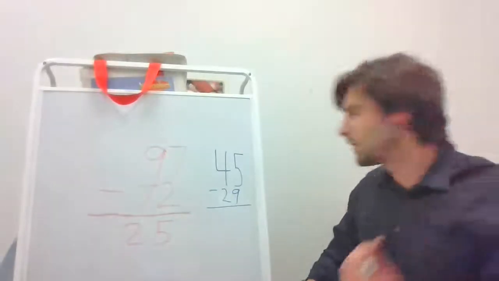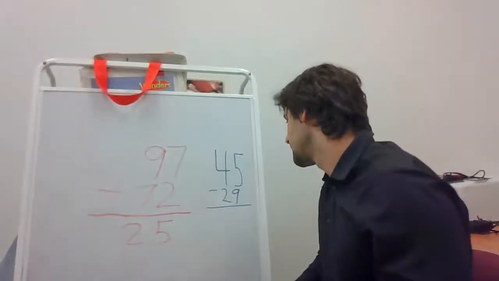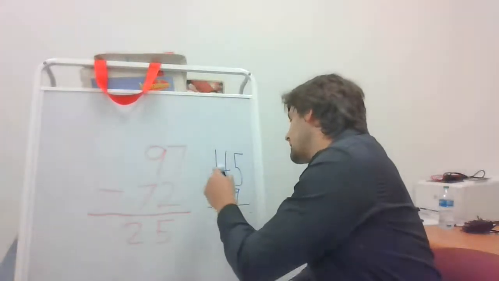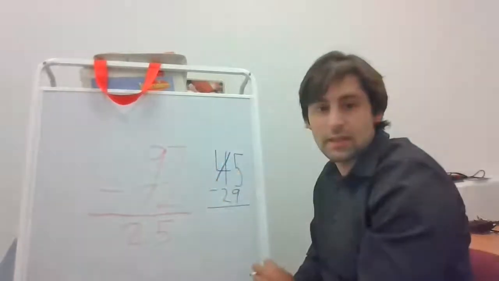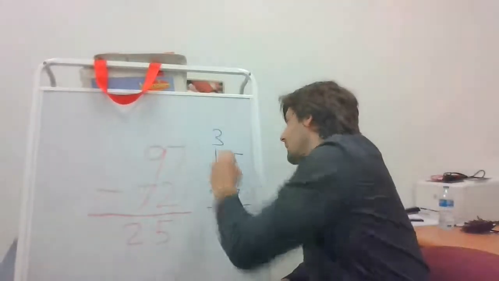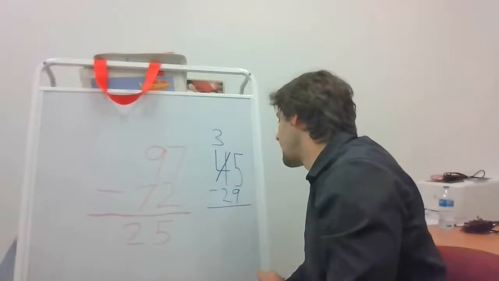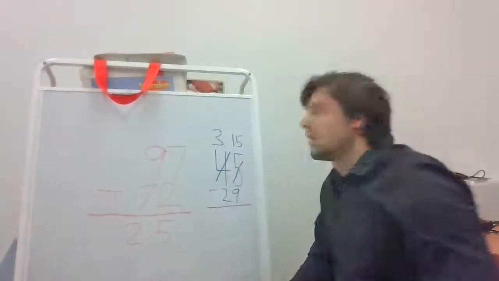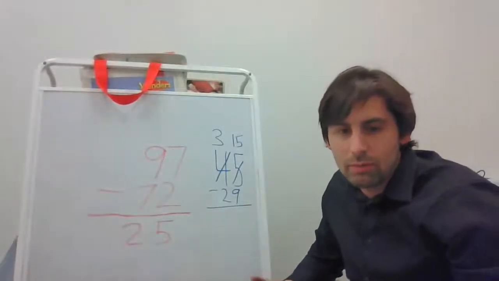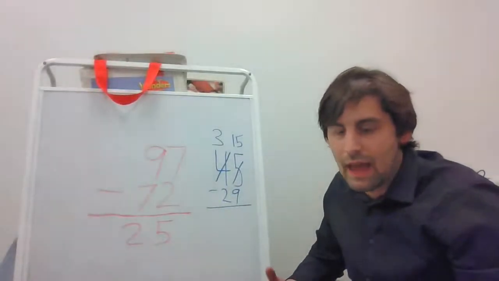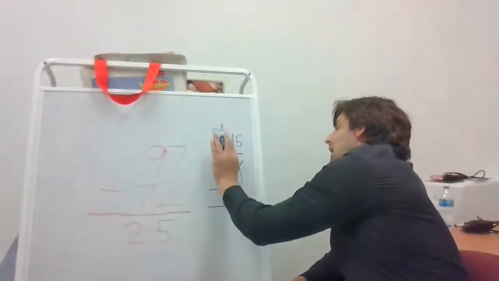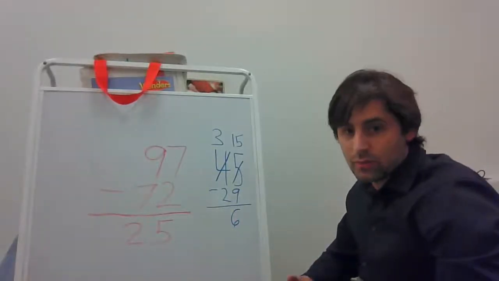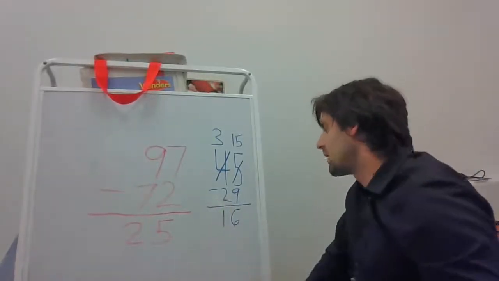So here we go. 45 minus 29. Because we cannot subtract 9 from 5, we've got to take a 10 from the tens place. So the 4 in the tens place is going to become a 3. And the 5 in the ones place is going to become a 15. Now that we've regrouped, all the numbers on the top are bigger, so now we can subtract. 15 minus 9 equals 6. 3 minus 2 equals 1. So 45 minus 29 equals 16.